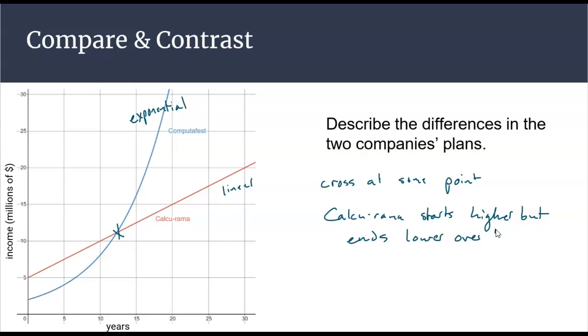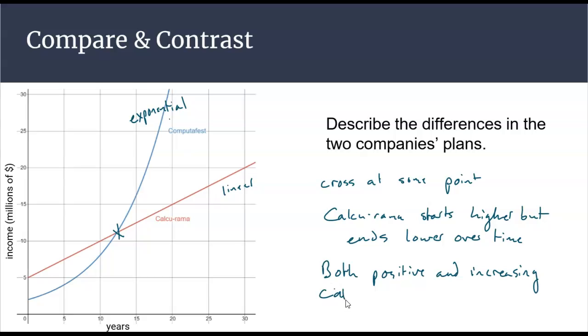Over time. What else? You notice anything else about these? You might notice that they're both positive and increasing. You might say something about the rates. Calcu-rama is changing at the same rate the whole time, while Computafest is getting bigger faster.